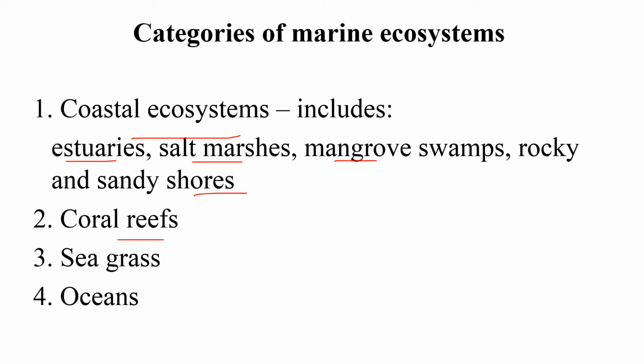Then the coral reef ecosystem is one of the most productive ecosystems on planet Earth. Other ecosystems like the mangrove and estuary are also very productive. The seagrass ecosystem is also productive. But the open ocean is one of the less productive ecosystems on planet Earth.